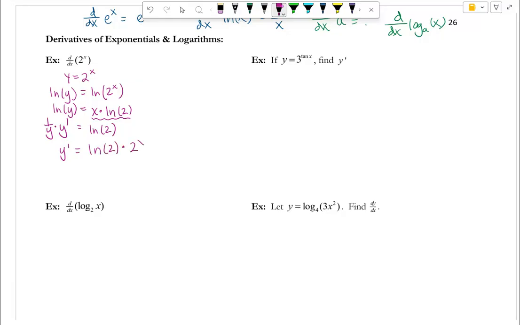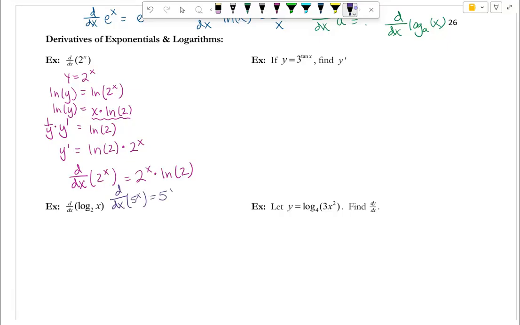And we said our y is 2 to the power of x. So when I finally take my derivative here, I find that the derivative of 2 to the power of x is 2 to the power of x times the natural log of 2. And I bet you could probably think it through and infer some other derivative rules. Like if I took the derivative of 5 to the power of x, I would get 5 to the power of x times the natural log of 5.